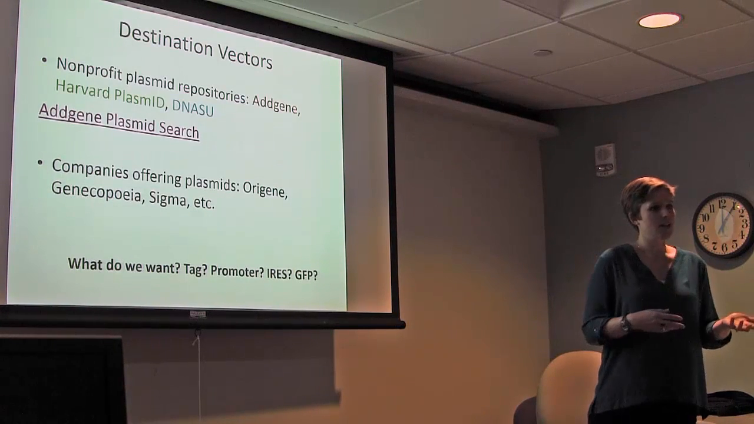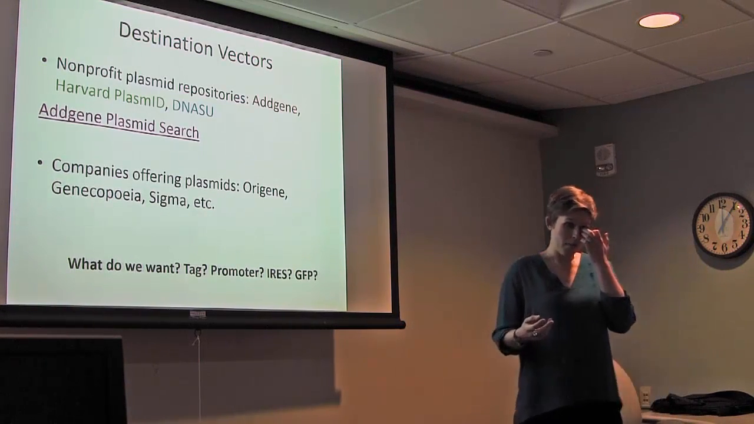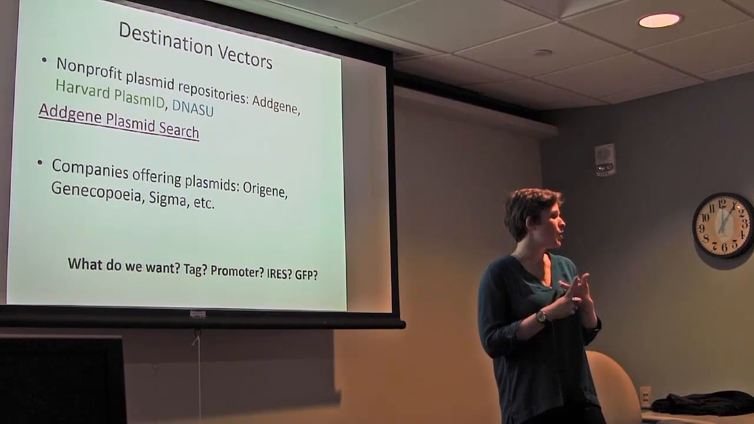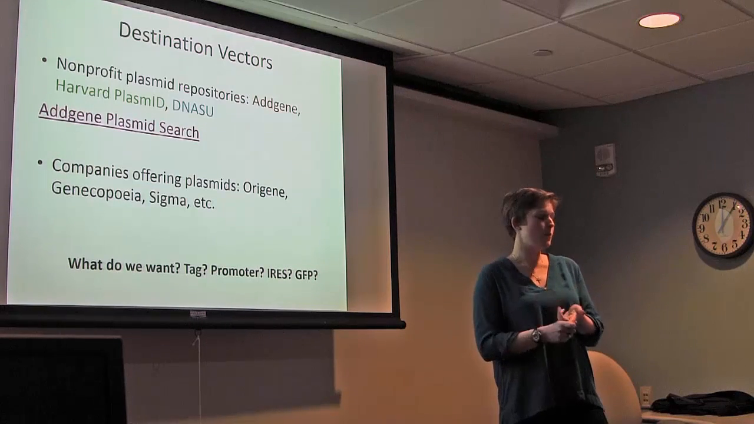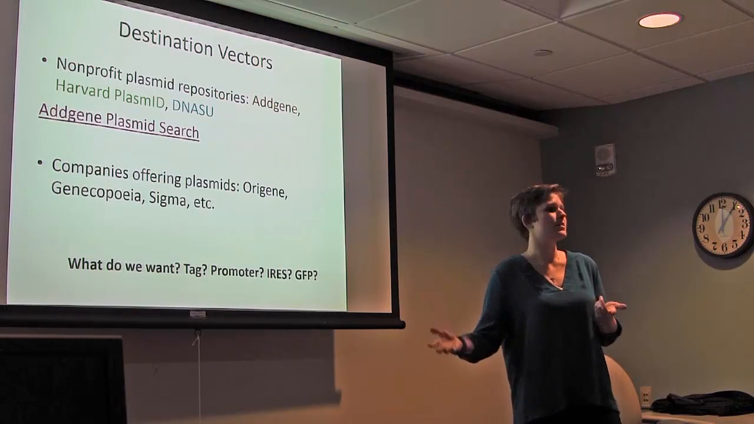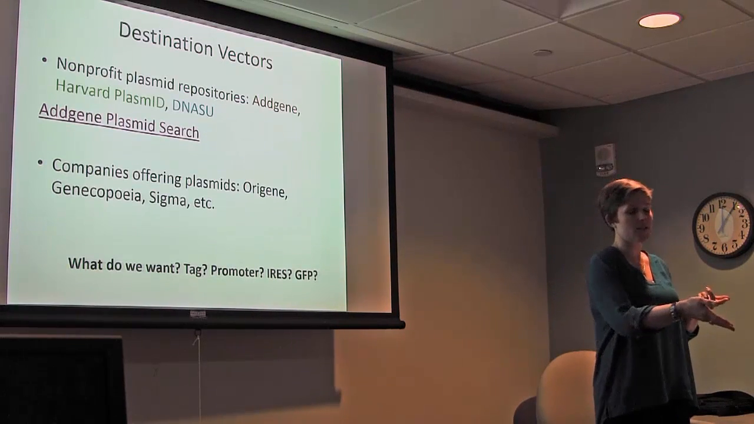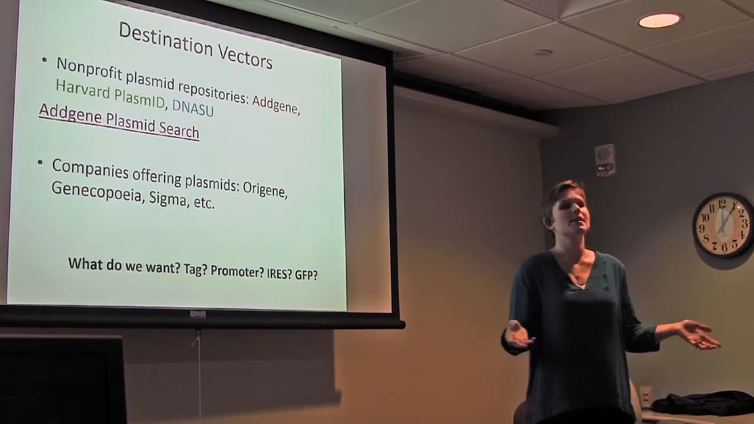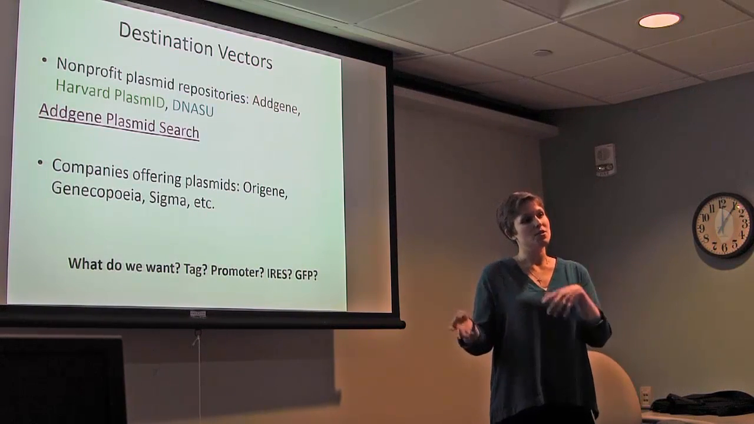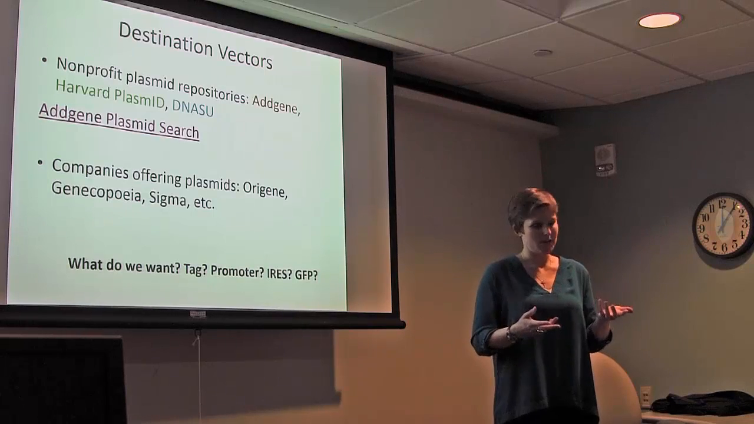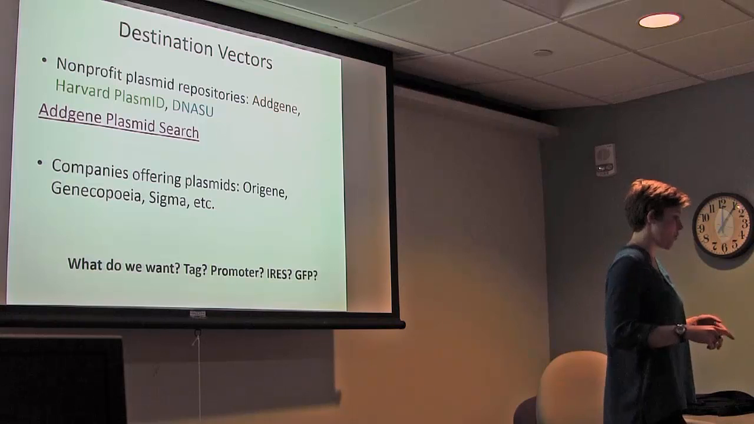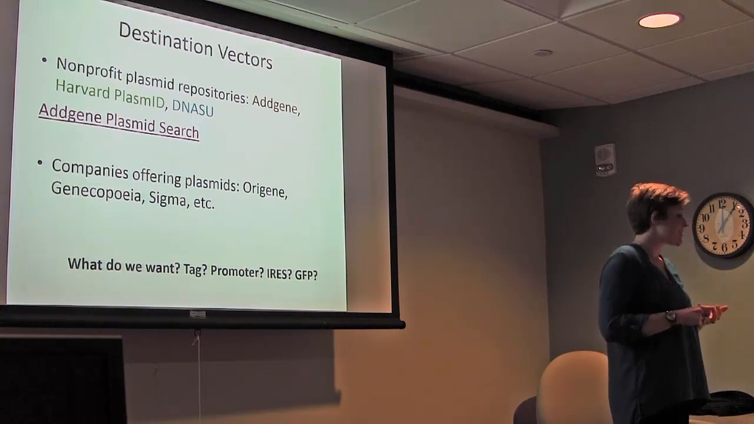And a lot of destination vectors are available through several different mechanisms. You can look at nonprofit plasmid repositories. These are places where another scientist submits their sequence or plasmid, and these companies hold on to them and put together libraries, and you can search for them and get much cheaper plasmids that way. And then there are also companies that offer plasmids: Origene, Genecopoeia, and Sigma.